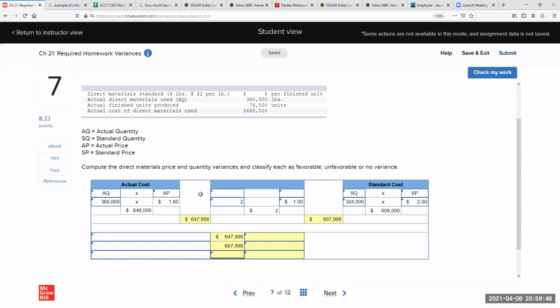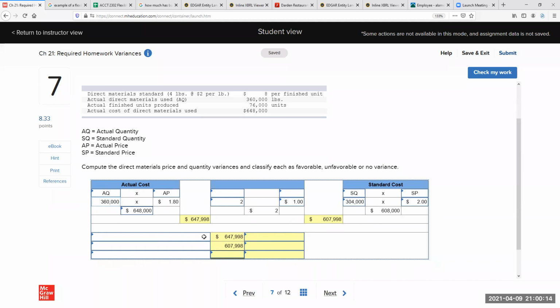But the trouble is, you don't know whether you used too many pounds or you paid too much. But now let's look at it just intuitively. You're supposed to pay $2 and you paid $1.80. You actually save money there. And you were supposed to use 304,000 pounds and you used 360. So this one is unfavorable. You use too much and you save money on the price. So we've got to figure this out.